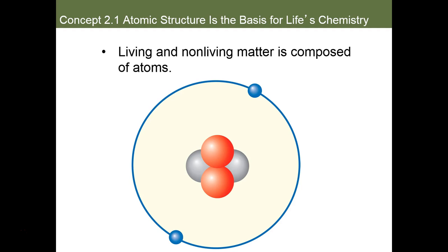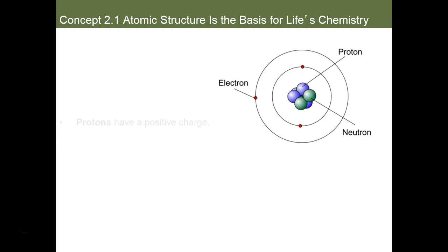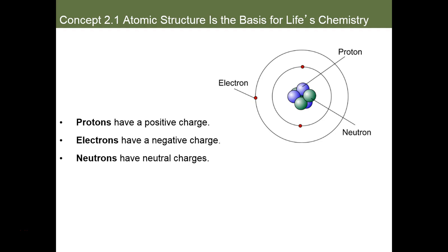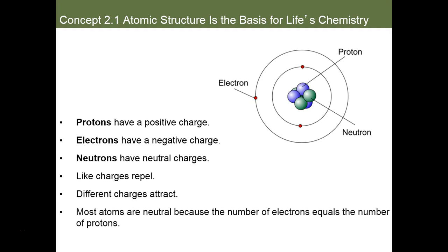First off, all matter, both living and non-living, is composed of atoms. We will look at the structure of the atom on the next slide. Protons and neutrons are found in the center of the atom, which is also referred to as the nucleus. Protons have a positive charge, and neutrons have a neutral charge. Like charges repel one another, while opposite charges attract one another. Most atoms are neutral in charge because the amount of electrons equals the amount of protons.